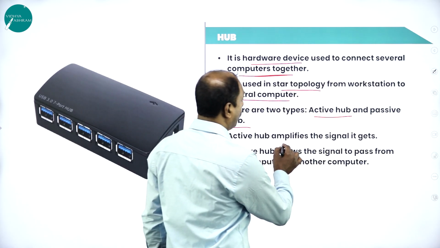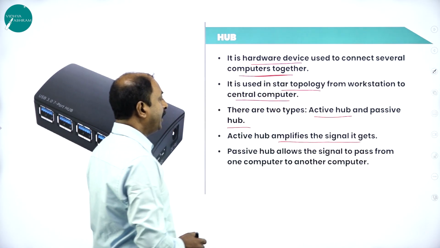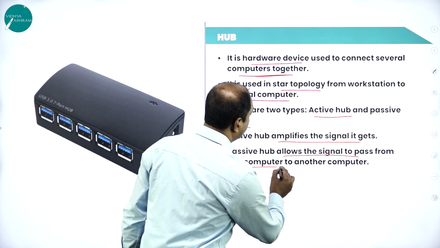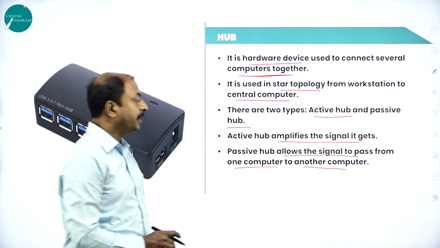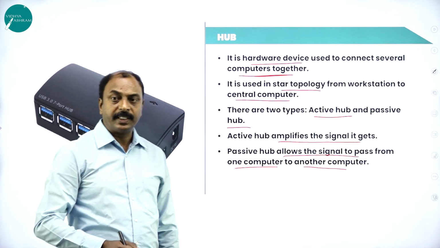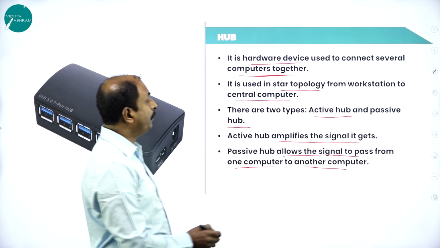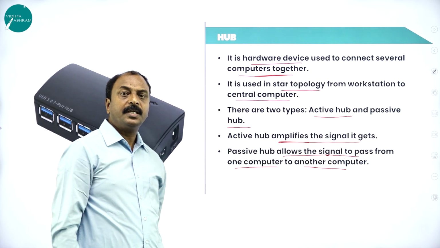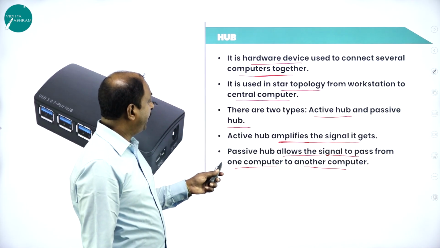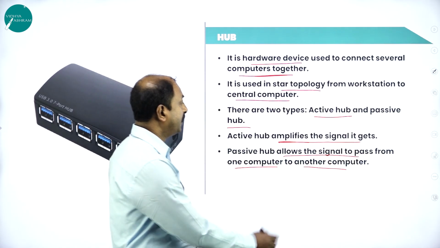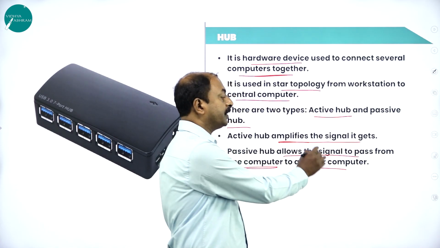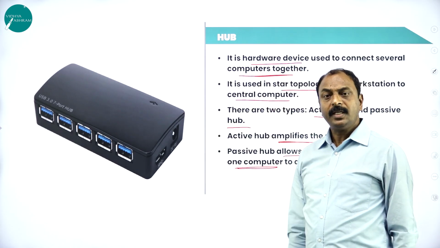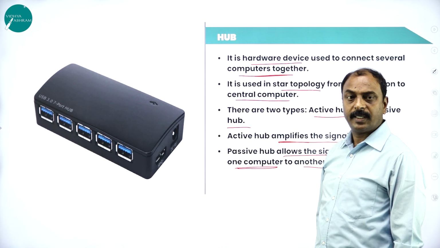The active hub amplifies the signals it gets, and passive hubs allow the signal to pass from one computer to another computer. So here there are two concepts: the active hub and the passive hub. The active hub amplifies the signal, which means it increases the signal strength. That is amplification. And the passive hub allows the signals to pass from one computer to another computer. This is the function of a hub. We normally use it in star topology. So the hub is a network device.